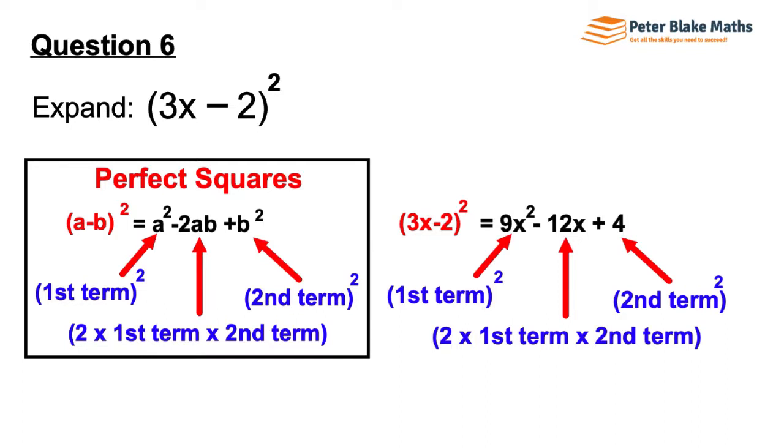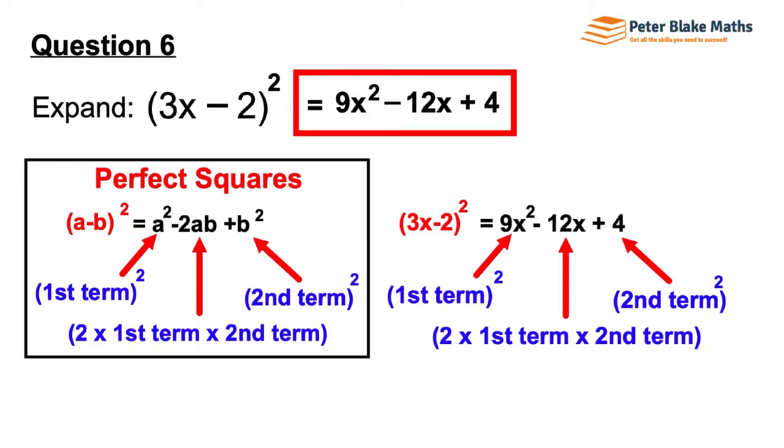The middle term comes about by going 2 lots of the first term, lots of the second term. In this case, 2 lots of 3x, lots of 2, ends up being minus 12x. There's a minus on it when there's a minus in the original question. And the final term is gained by just squaring our second term from our bracket. So 2 squared makes our 4. So in the end we get the same answer as we got from expanding traditionally, 9x squared minus 12x plus 4.